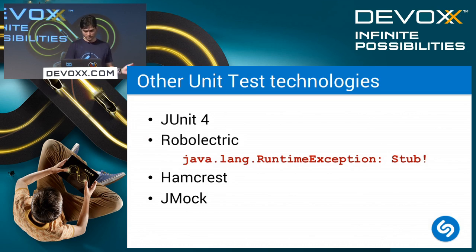As I said, we've separated completely from the Android testing framework, so all we use is JUnit 4. We try to avoid Robolectric as much as possible, but still we have to use it because whenever you hit an intent or some other Android dependency, you will get the runtime exception, the famous runtime exception. And we use traditional things like Hamcrest and JMock to write our unit tests for what I just showed.